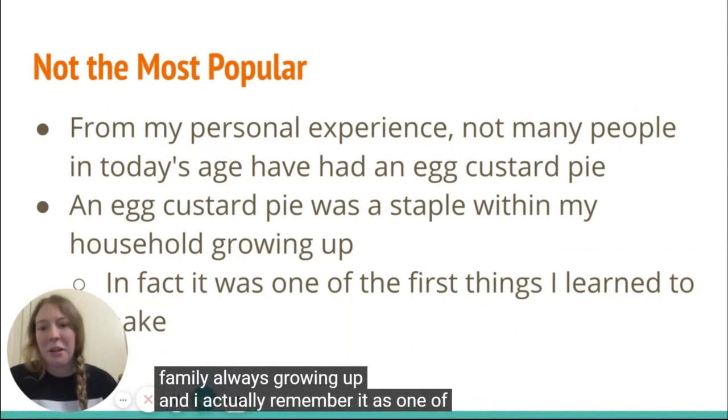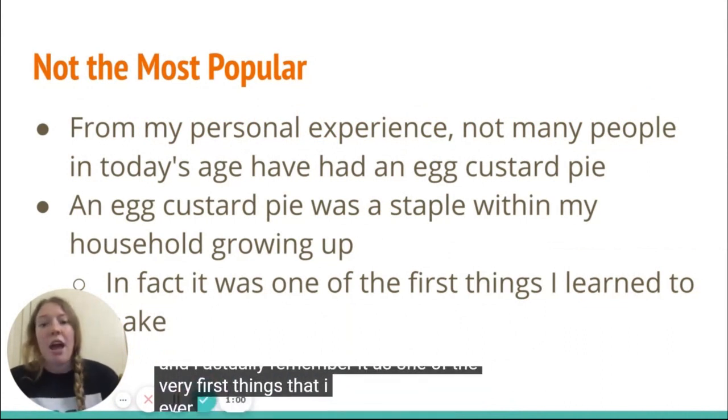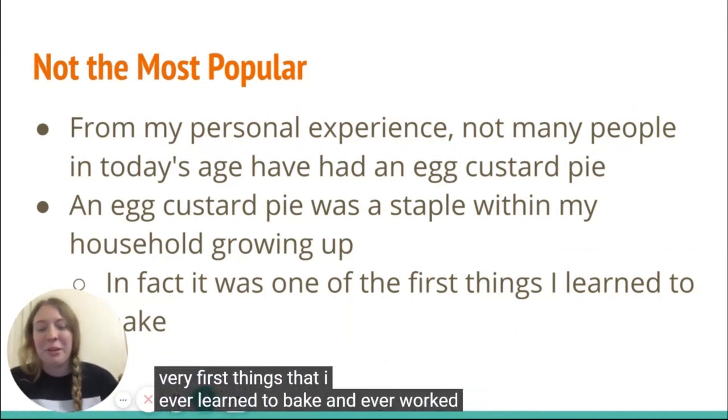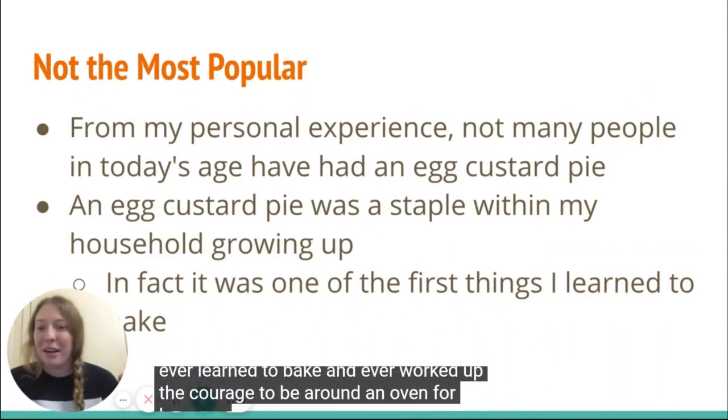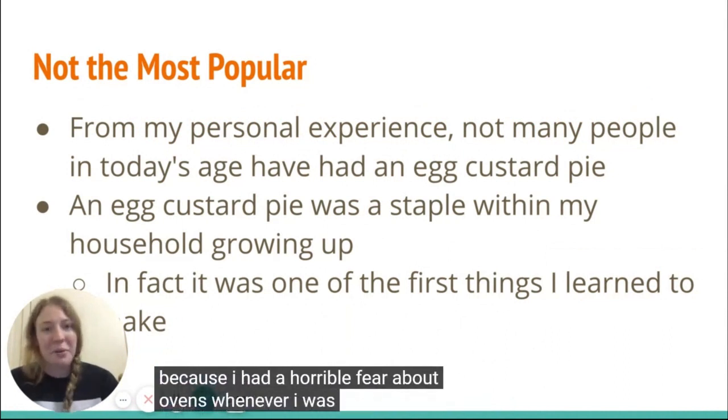And I actually remember it as one of the very first things that I ever learned to bake and ever worked up the courage to be around an oven for, because I had a horrible fear about ovens whenever I was little.